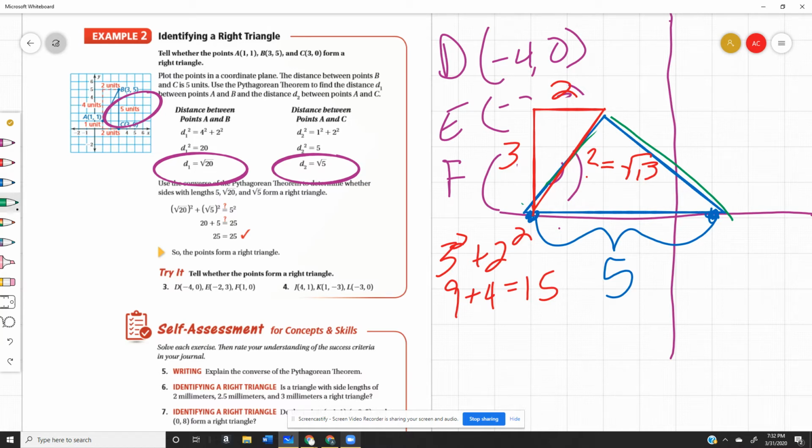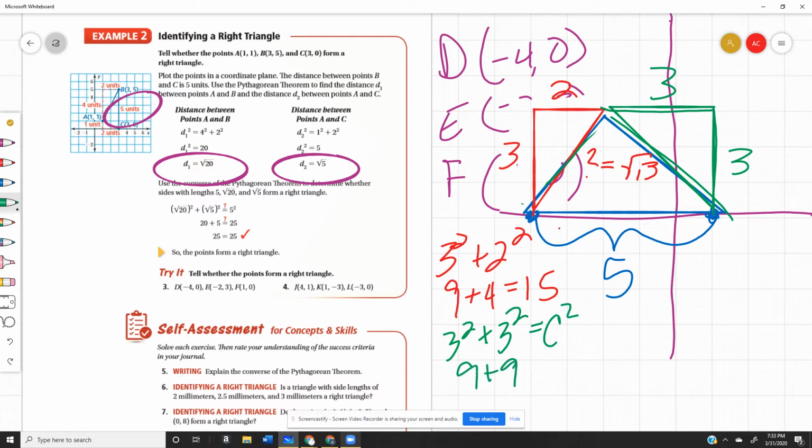Okay? And then we can go ahead and do the same thing with this distance right here. We can come off of here and down to here. And there we've got that nice right triangle right there where we can see 1, 2, 3, 1, 2, 3. So 3 squared plus 3 squared equals c squared. So 9 plus 9 equals 18. Okay. So we know that this distance right here is the square root of 18.